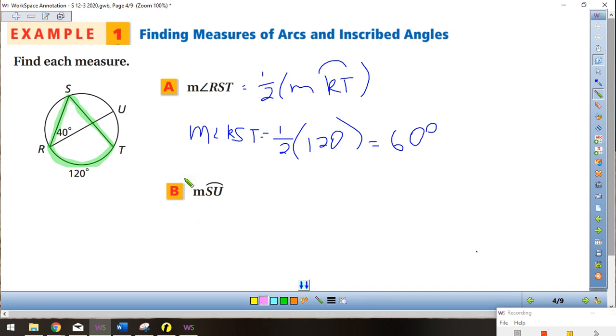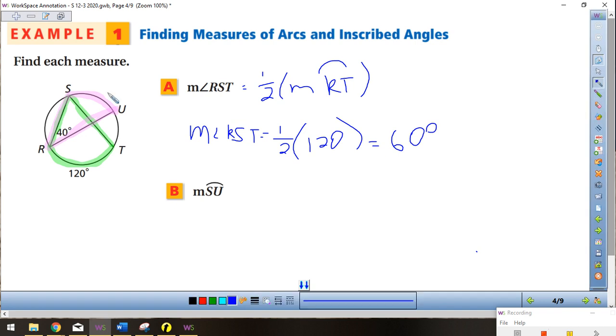Now in the next one, they want us to find the arc SU. So I want to find this arc. To figure out what angle corresponds to it, you want to find the two endpoints that work for it. I do understand there's an endpoint here, but if I go here, there's no other chord to make it an angle. That's just one line. So I'm going to use these two chords to say that the angle that corresponds to arc SU is SRU.